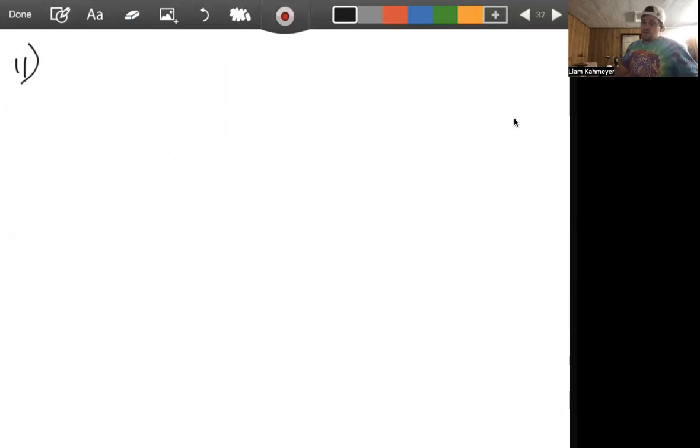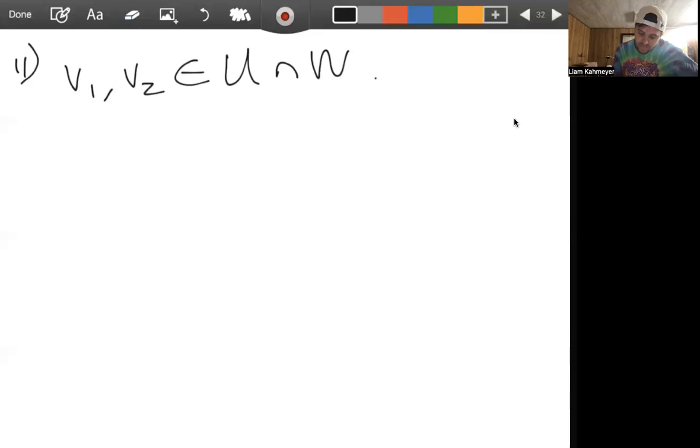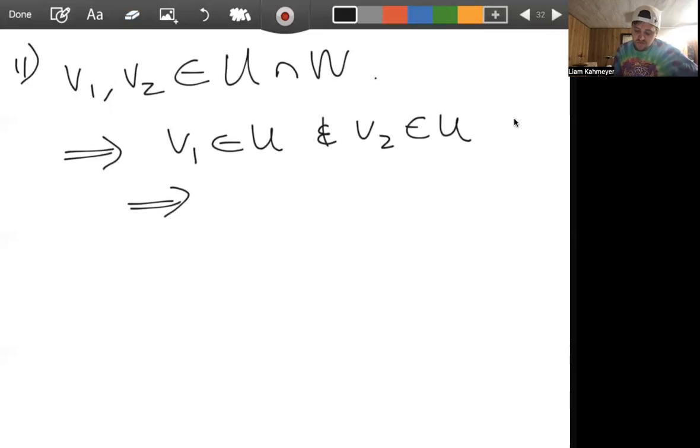We need to show that it's closed under vector addition. So we need to start with V1 and V2, elements of U intersect W. Well, if this is true, then V1 and V2 are elements of W. This implies that V1 is an element of U and V2 is an element of U. Well, we know that U is a vector space, so U is closed under vector addition, which implies that V1 plus V2 is an element of U. But we have the same argument for W, right?